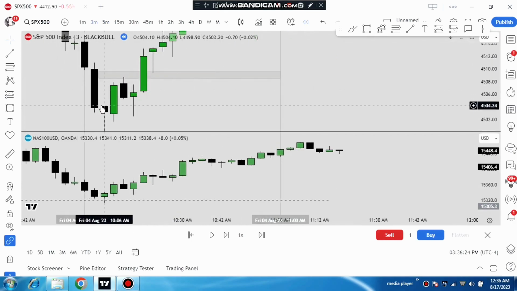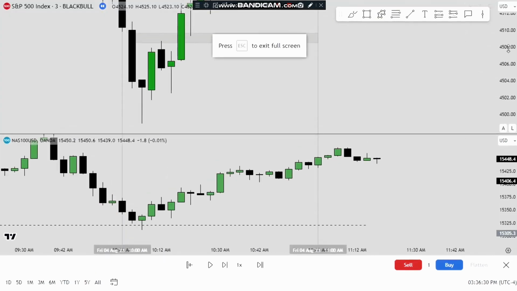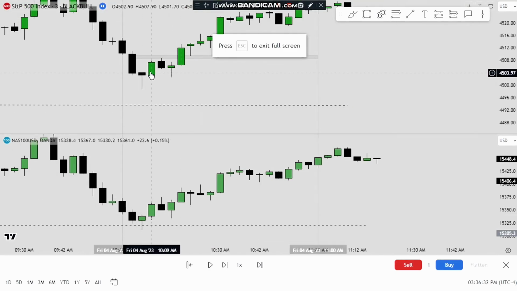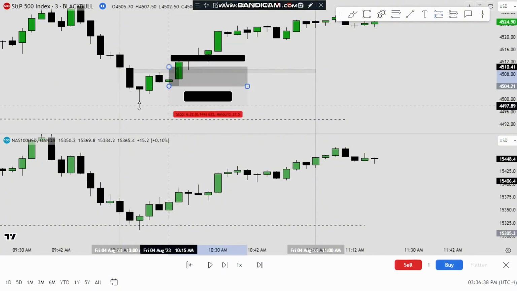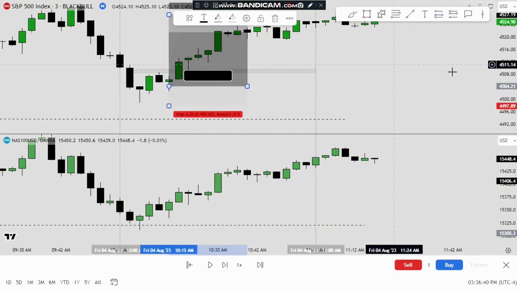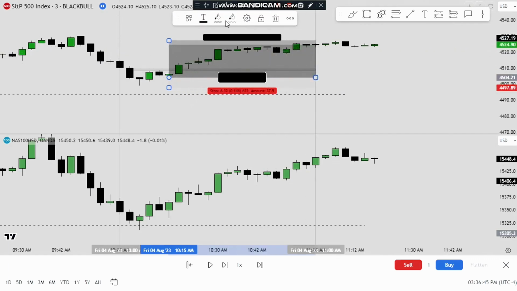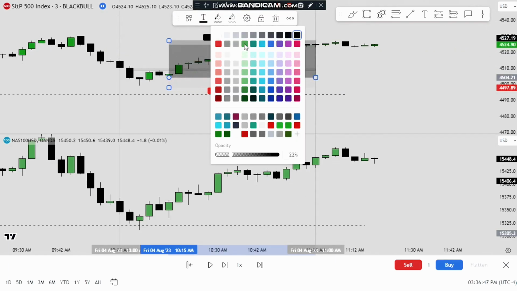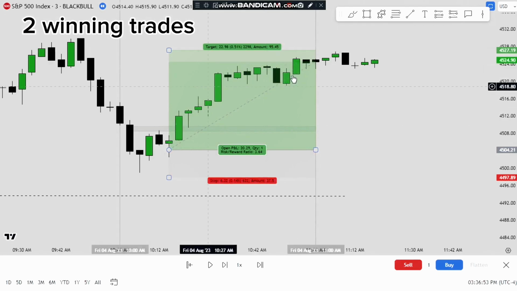So you can see that after this divergence, the gap got filled. Okay, on the 3 minute. Okay, you can see this is the fair value gap. It got filled on the 3 minute, so your stop loss is below the swing low, and we got our second winning trade on this strategy. Let me change the color to green. So far we got 2 trades on this strategy, and both are winning trades.